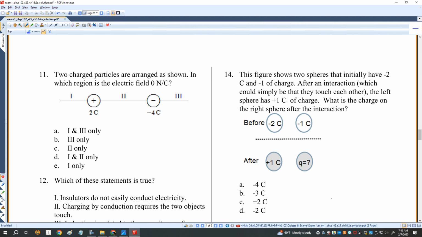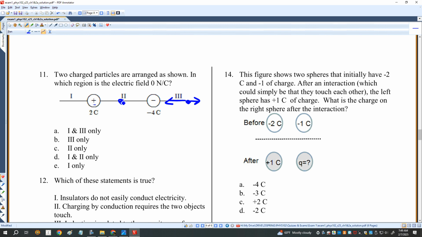Two charged particles are arranged as shown. They have different magnitudes of the charges, 2 and 4 coulombs. In what region is the electric field equal to 0? So let's see, if I'm over here, I get an electric field that is in that direction towards the -4 coulomb, and some smaller electric field due to the plus 2 coulomb because it's a smaller charge and I'm further away from it.